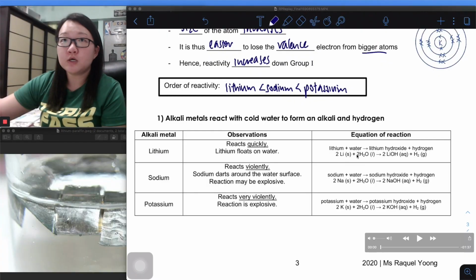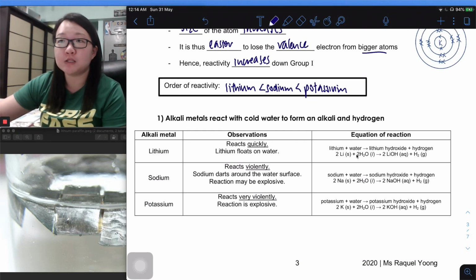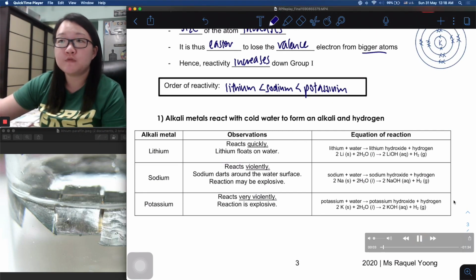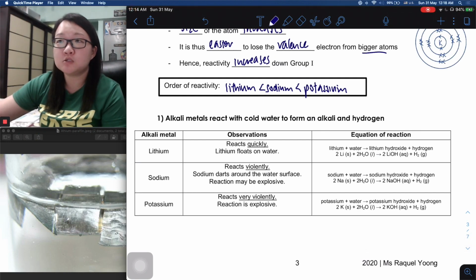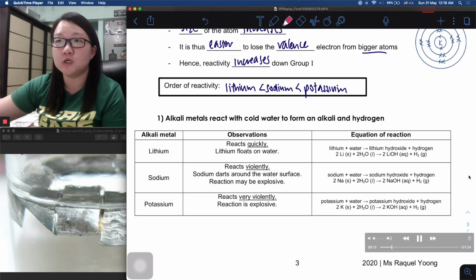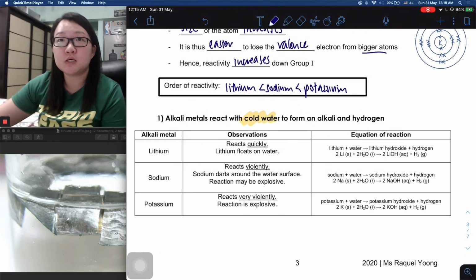Okay, so continuing our discussion on chemical properties, talking about how alkali metals react, right? There are a few types of reactions that you need to know. The first type is that the alkali metals react with cold water to form an alkali and hydrogen. So basically this is what we saw in the video earlier on, right? Just now there was a beaker of water, right? So tap water, basically just normal cold water.